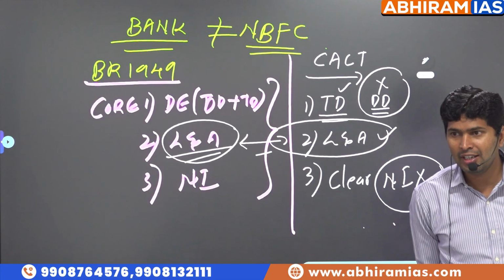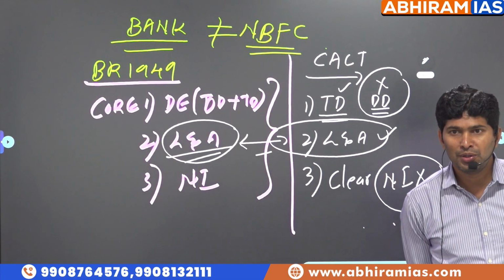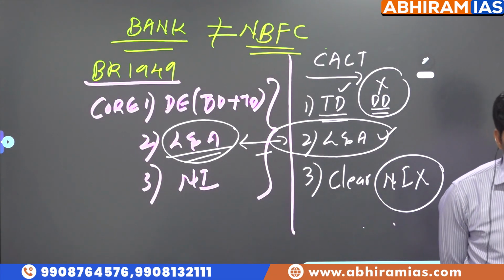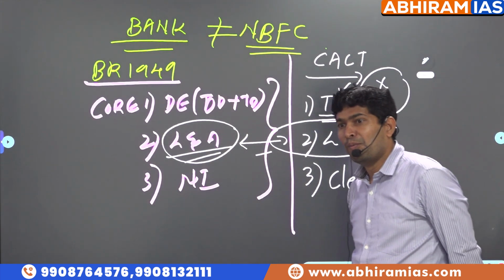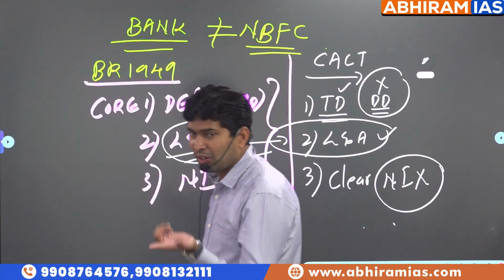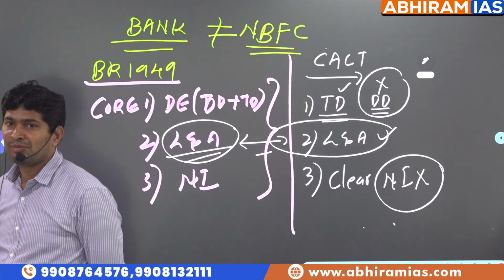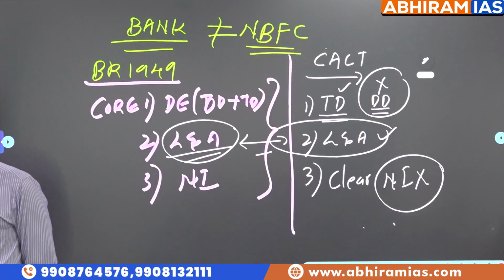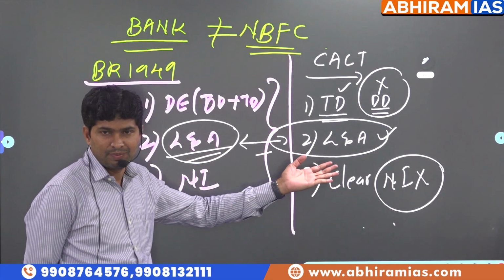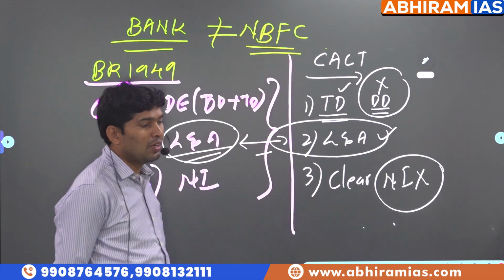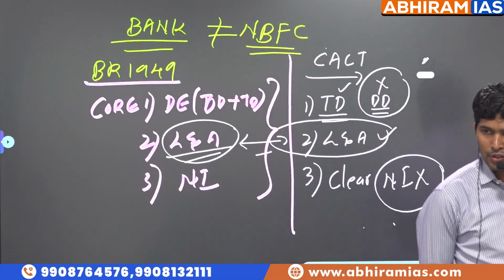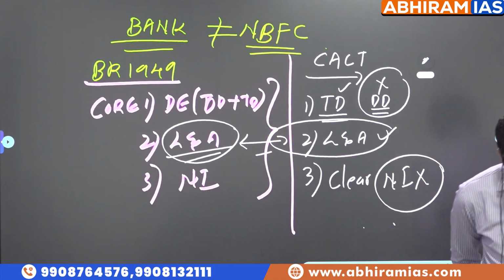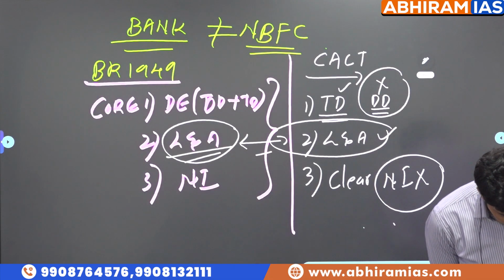Now for full clarity, whatever they ask, we should be able to answer. Who can issue ATM cards? Only banks. Who can offer ATM services? Both banks and NBFCs. Who can issue credit cards? Both banks as well as NBFCs, because it is loans and advances. So who is related to clearing of negotiable instruments? Only banks. Understood? So this is the fundamental difference between banks and NBFCs.